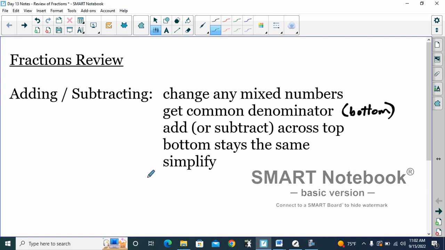So those are the steps for adding and subtracting fractions. We want to change any mixed numbers to improper fractions. We need a common denominator. We need to write our equivalent fractions. We add or subtract across the numerator, the top. The denominator stays the same, and then we simplify.